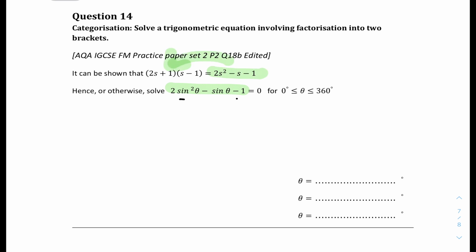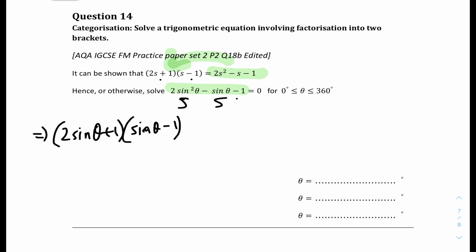In this case, sine theta is equal to s, right? So you can just put it this way. So it will be equal to 2 sine theta plus 1 times sine theta minus 1 equals 0. That means you have 2 answers. Sine theta equals minus 1 over 2, and sine theta equals 1.